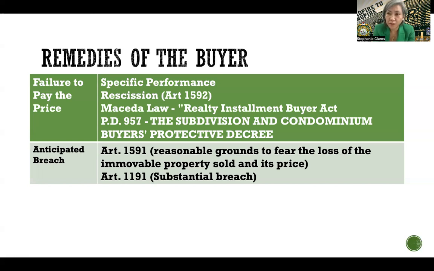There are also remedies found in the Maceda Law or the Realty Installment Buyer Act, and remedies as well in Presidential Decree 957 or the Subdivision and Condominium Buyers Protective Decree. Also, if there is anticipated breach, there's a remedy found also in Article 1591 and also Article 1191 to cover all other possible grounds of breach of contract on the part of the seller.